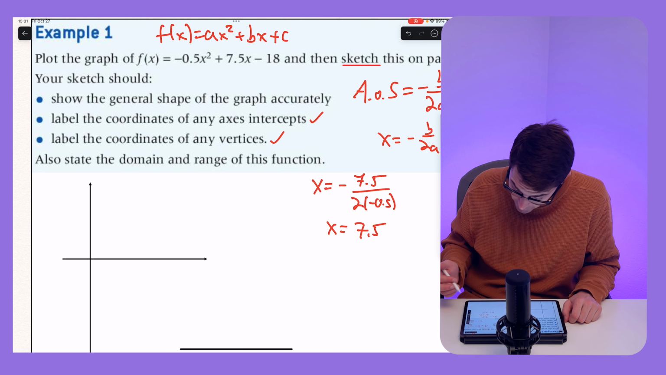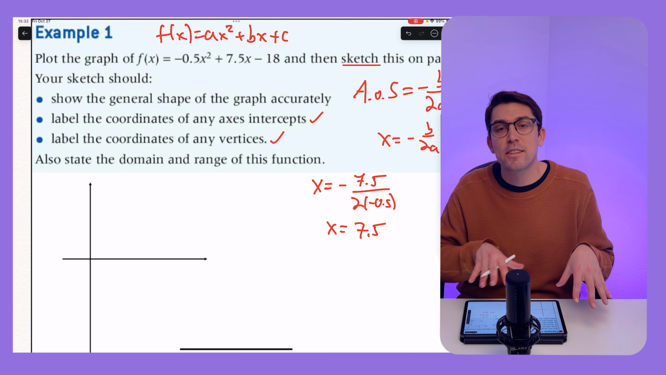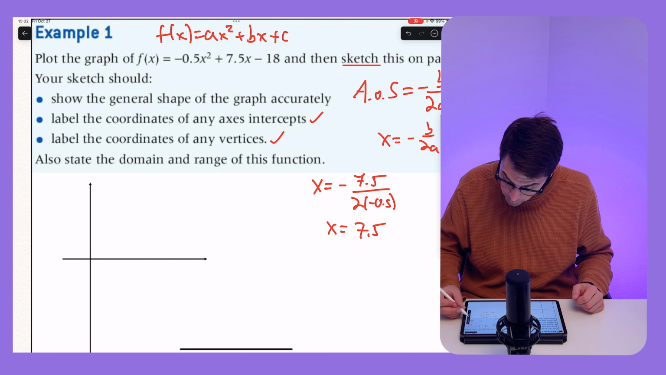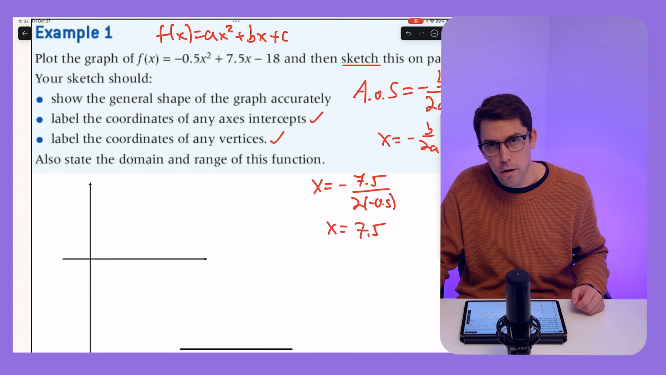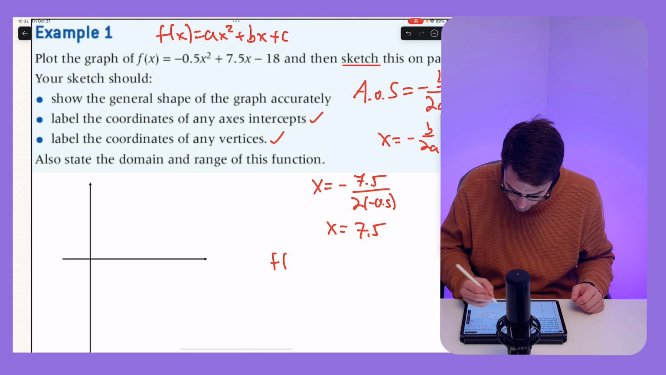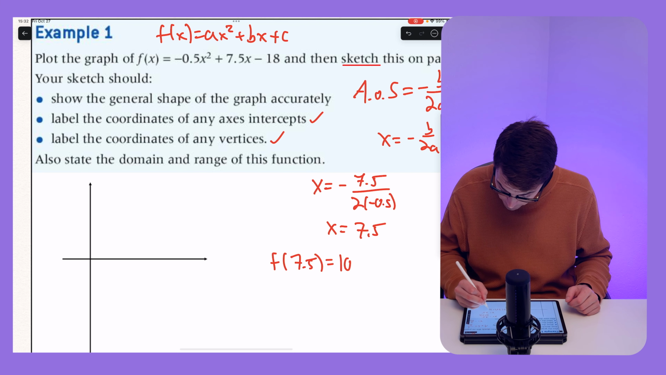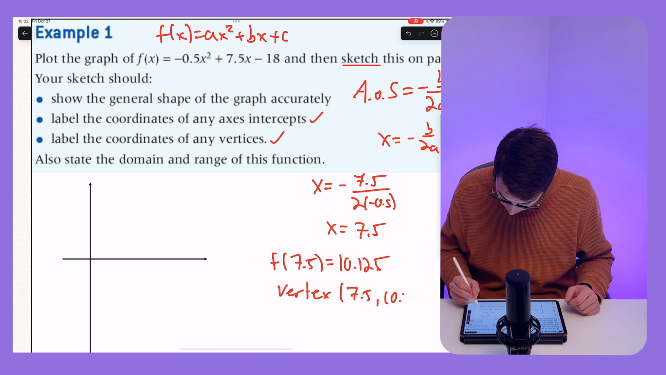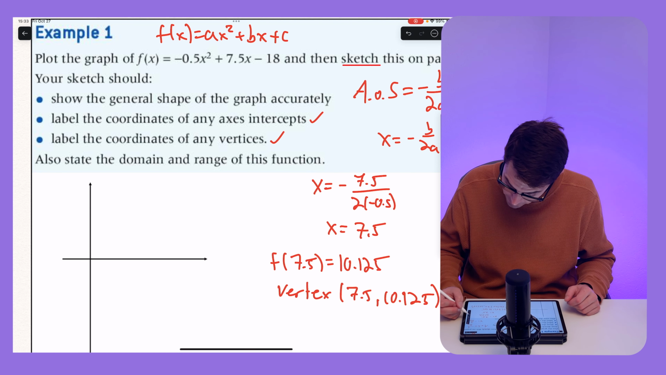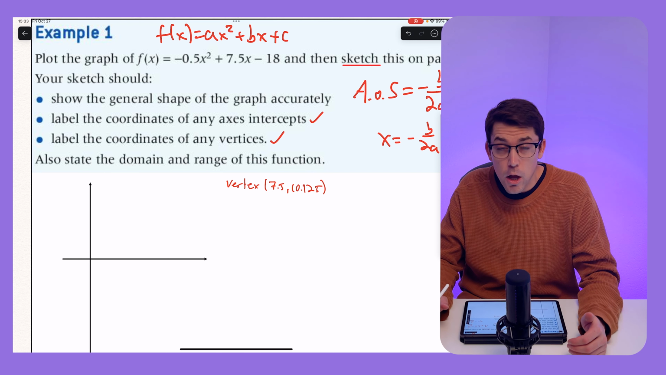So let's go ahead and hold on to that. Now that I know what the value is for my axis of symmetry, I now know the x-coordinate of my vertex. So if I actually plug in this value right here into my function, I'll get out the y-coordinate, my output of the vertex. So if I plug in 7.5 into f of x, you will find that the value that comes back out is 10.125. So that means that my vertex is going to be at 7.5, 10.125, just like that. So we now know what the vertex is, and that's going to help us a lot.